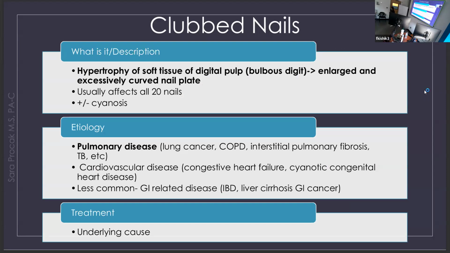Now, for treatment for this, usually there's not much you can do, but if you catch someone's underlying disease early in the process and the tissue hasn't really changed that much yet, and you treat their underlying cause, you can reverse this. But more often people are coming in and it's already been kind of chronic and the changes are already there. It just kind of gets stuck with it.